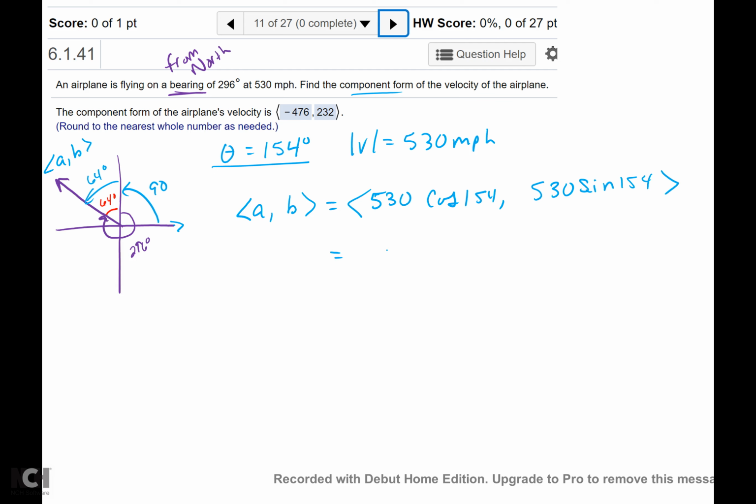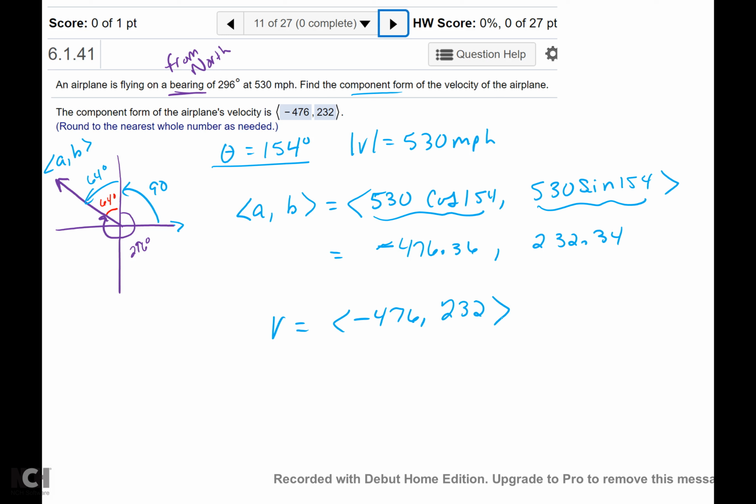This gives me, this right here comes out to negative 476.36, and this comes out to be 232.34. So the component form of my vector is negative 476, if I round to the nearest whole, comma, 232. Which makes sense. Negative 476, positive 232, it's in the right quadrant. All is good.